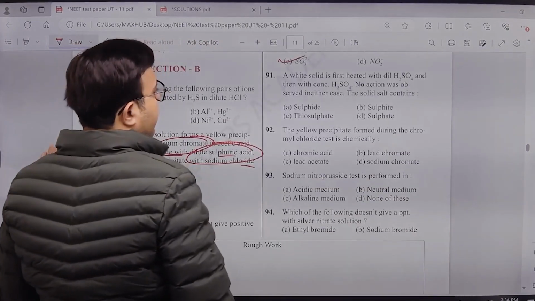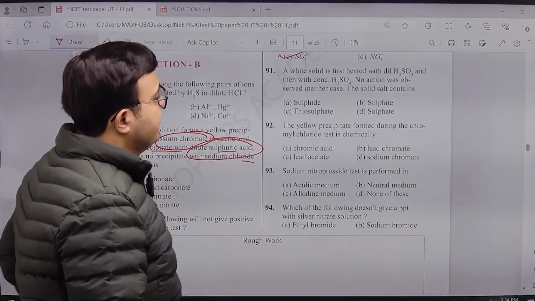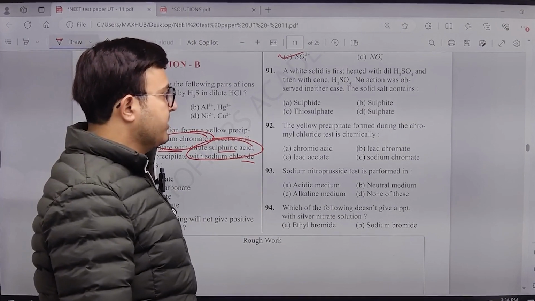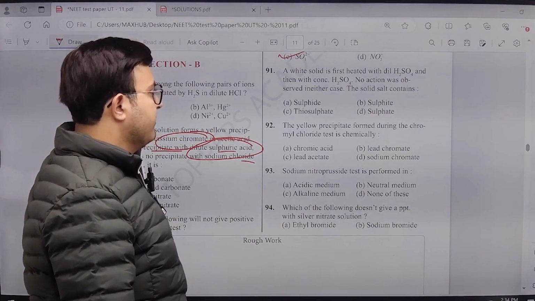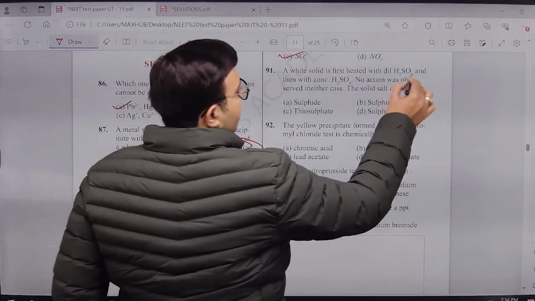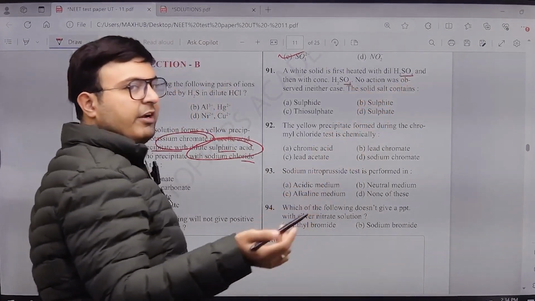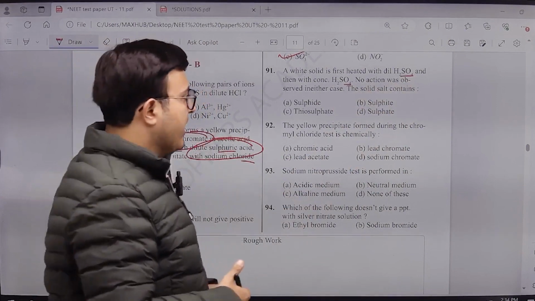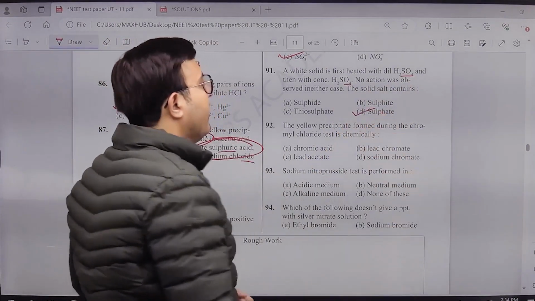We'll go to question number 91. A white solid is first heated with dilute H2SO4 and then with concentrated H2SO4. No action was observed in either case. The solid salt contains. See, this H2SO4 contains which anion? Sulfate anion. So it is already having sulfate anion. It will not react with sulfate ion. So the correct answer will be sulfate.